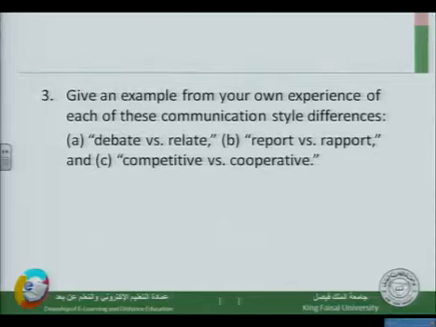Question number 3, give an example from your own experience of each of these communication style differences. A, debate versus relate. B, report versus rapport. And C, competitive versus cooperative. Try to give examples from your own experience. This is something, of course, you can only do yourself.